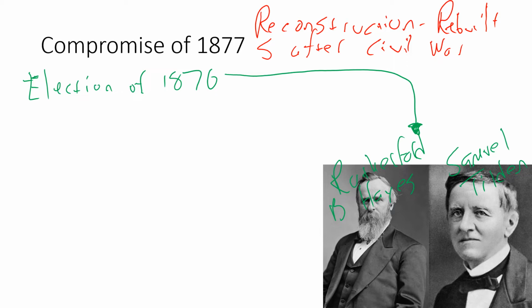Rutherford B. Hayes is going to be supported by the North, so I'm going to put a big N right here for him. Samuel Tilden is going to be supported by the South. Really, America votes based on where you live. People in the North voted for Rutherford B. Hayes, and people in the South voted for Samuel Tilden. It was a really close election, and when the votes were first counted, initially Samuel Tilden wins.